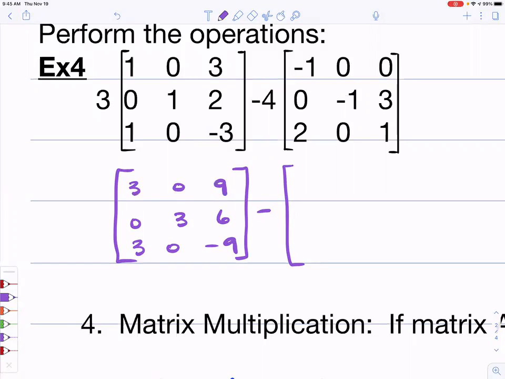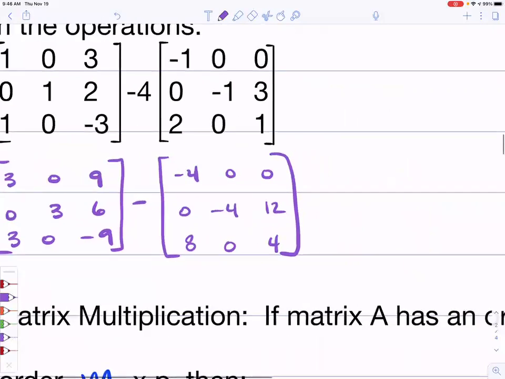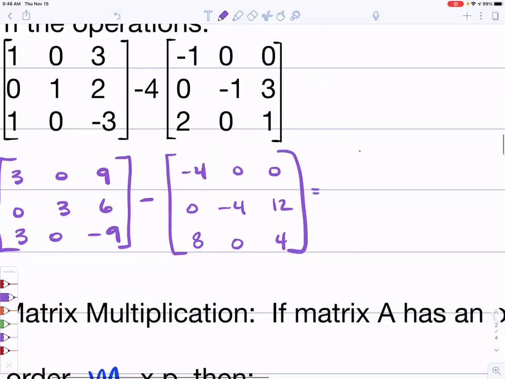All right, so distribute that 4 then. Mary Alice, first row. -4, 0, 0. Becca, second row. And then we got 8, 0, 4 for the last row. Okay, so distribution was first. What's next? Subtract. Okay. So we've got here.